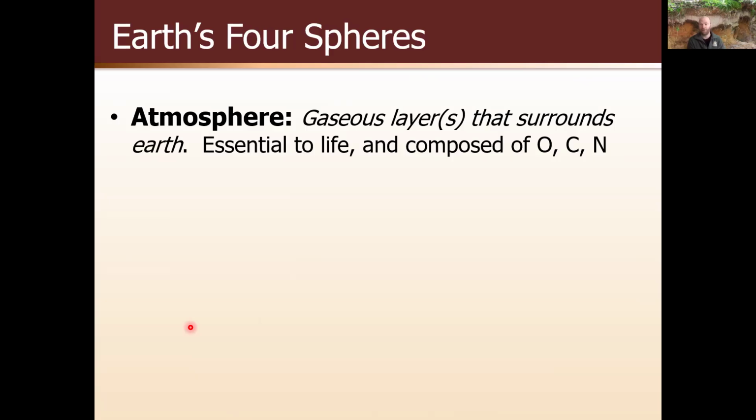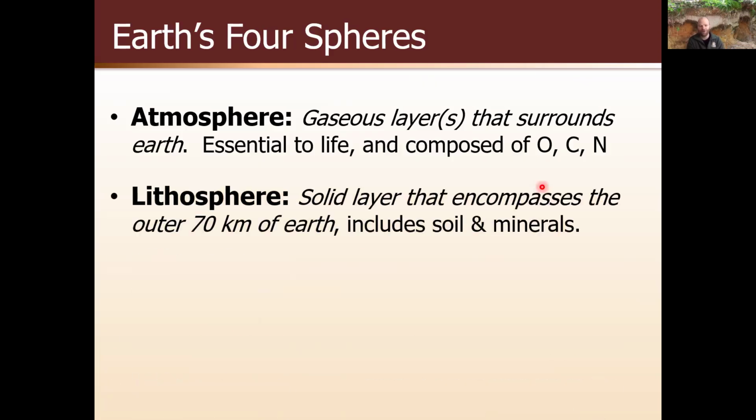All right, so what are these four Earth spheres? The first one is the atmosphere. It is a gaseous layer that surrounds Earth, and it is essential to life. It's essential to us, and it's largely composed of oxygen and nitrogen, as well as carbon, among other compounds and constituents. Then moving down, so to speak, into the lithosphere, which is the solid layer that encompasses the outer 70 kilometers of Earth. This includes both soil as well as solid and unconsolidated materials.